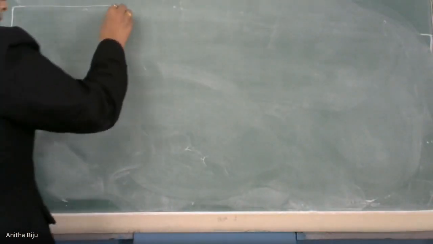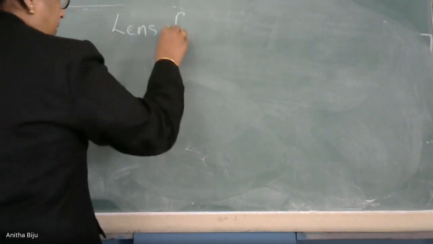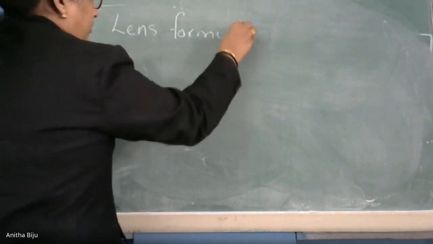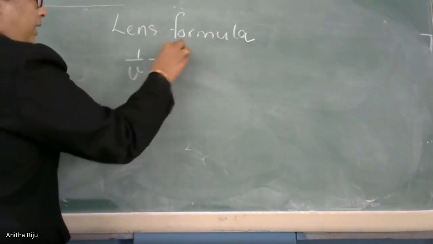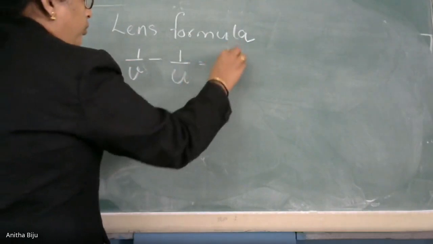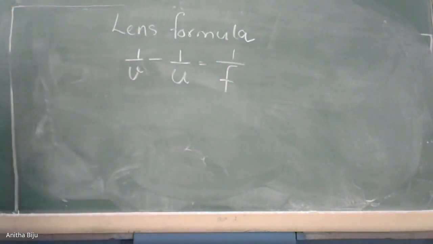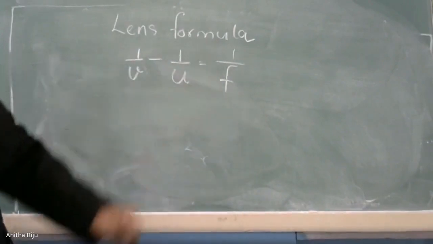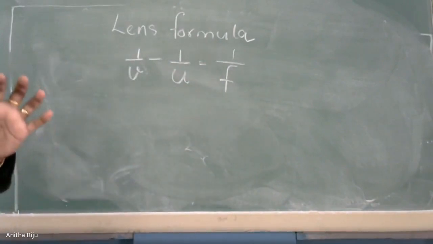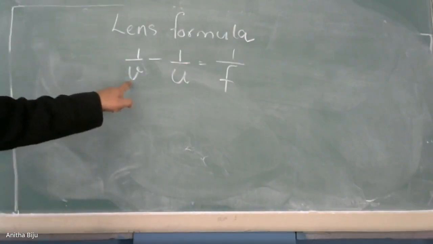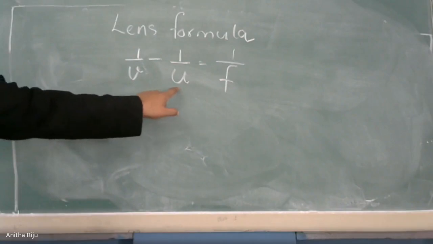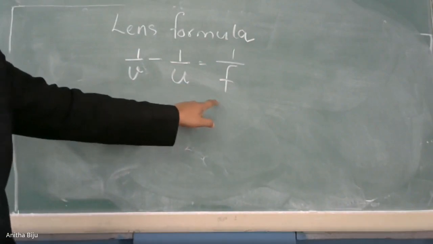So what is lens formula? Lens formula is 1/v minus 1/u equal to 1/f. And the letters represent the same thing as we have done in mirror formula. v is the image distance, u is the object distance, f is focal length.